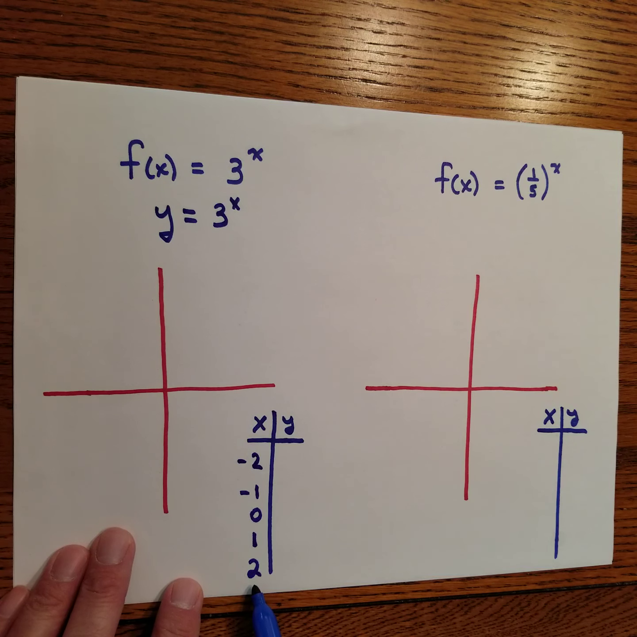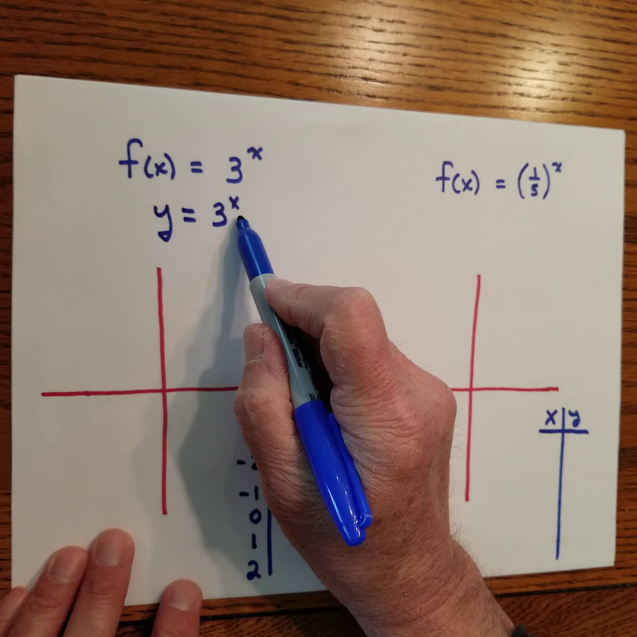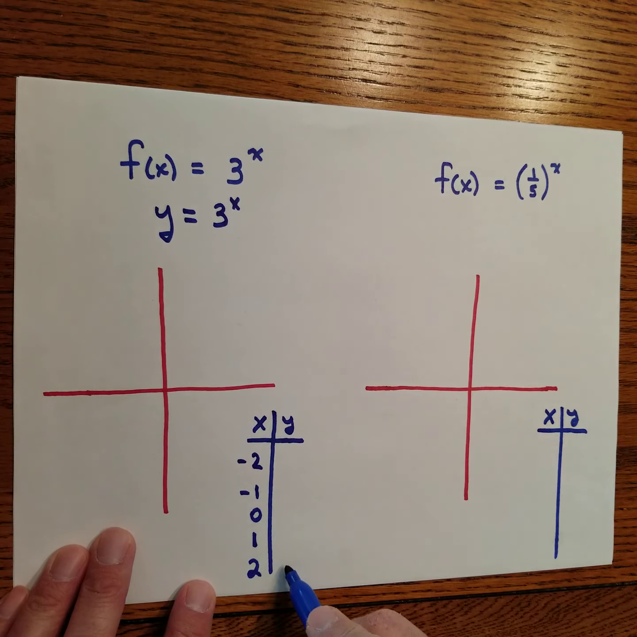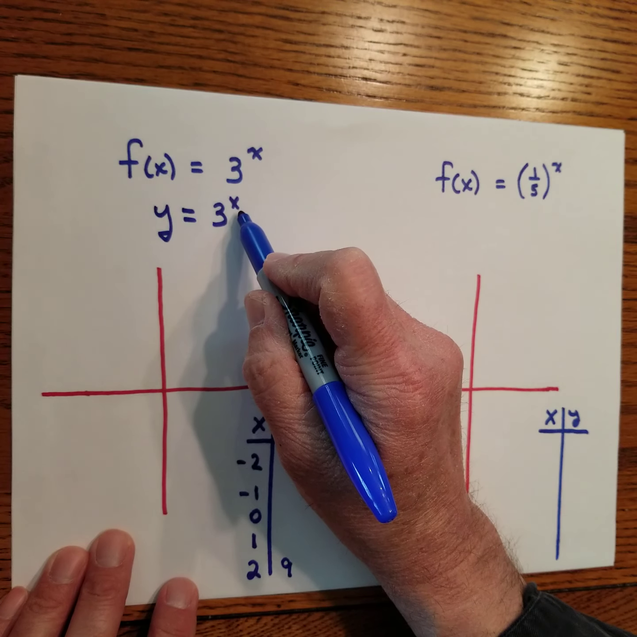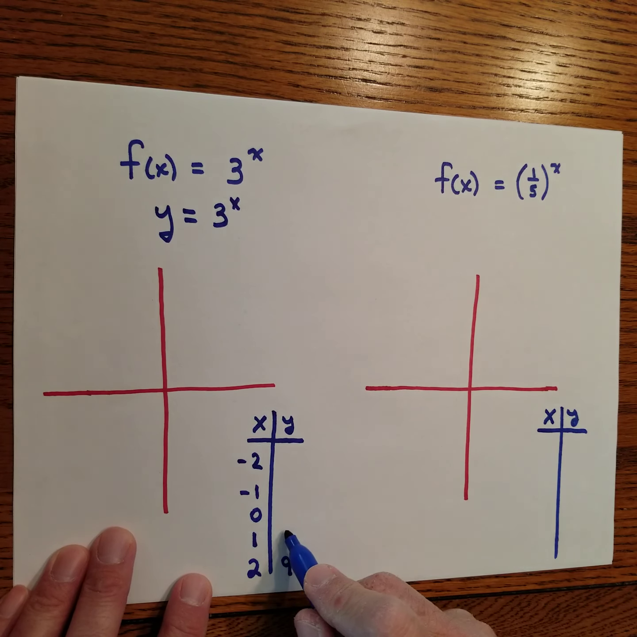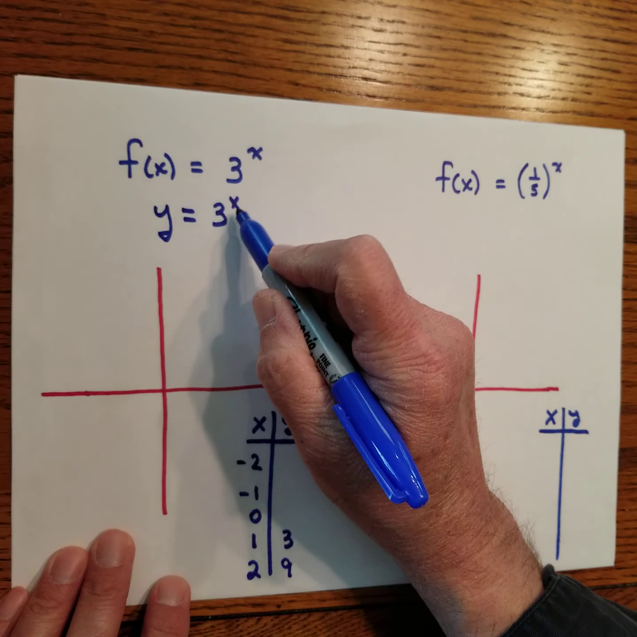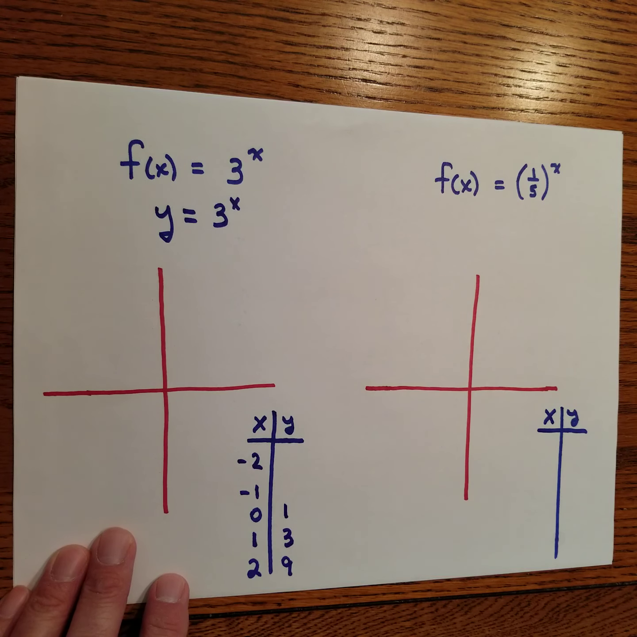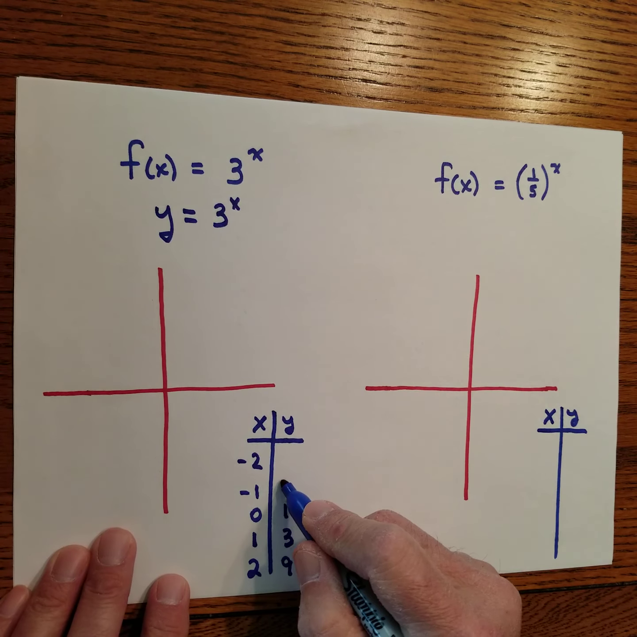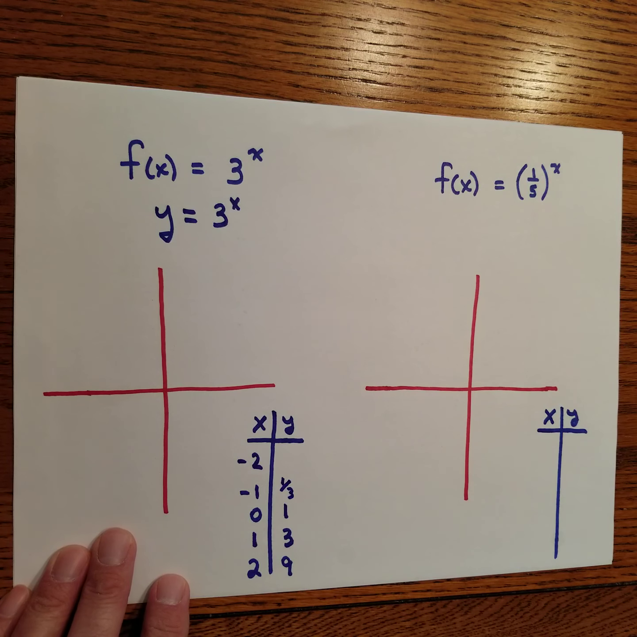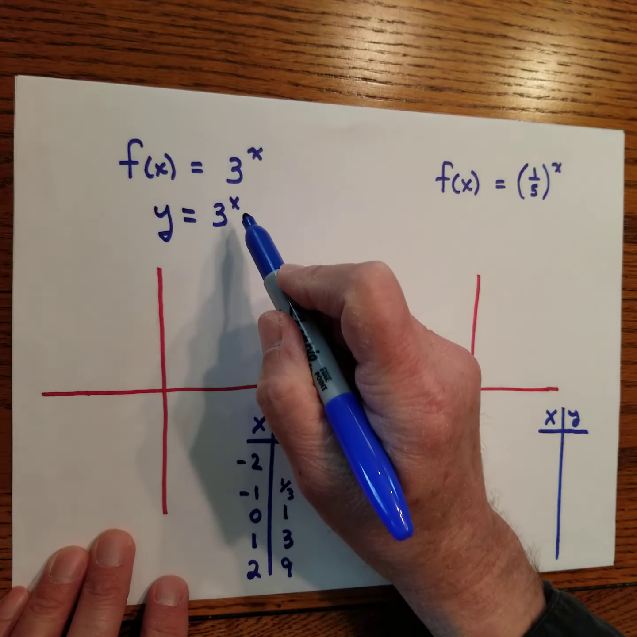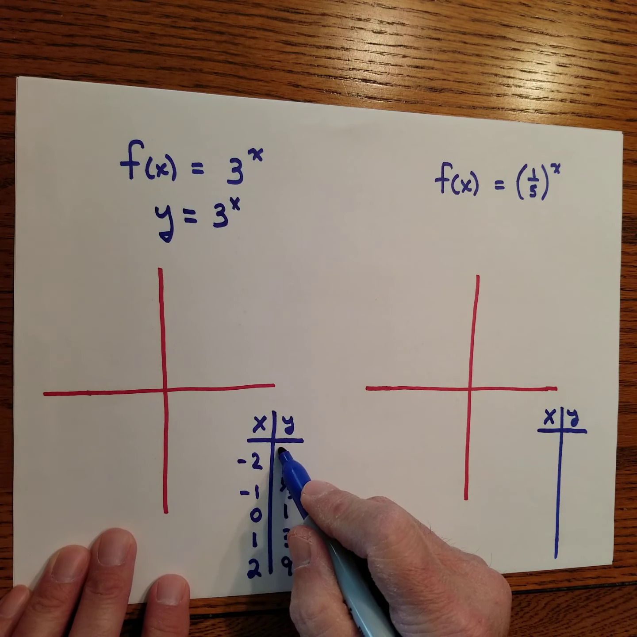I'm going to start with the last one. Start by letting x be 2. If I plug 2 in for x, 3 to the second power, that's 9. Now plug in 1 for x. When I plug a 1 in here, anything to the first power is itself. When I plug in 0, anything to the 0 power is 1. -1 as an exponent means reciprocal. And -2 as an exponent means reciprocal and square.